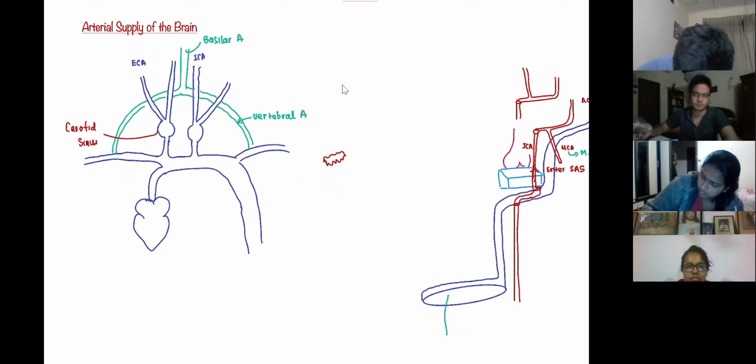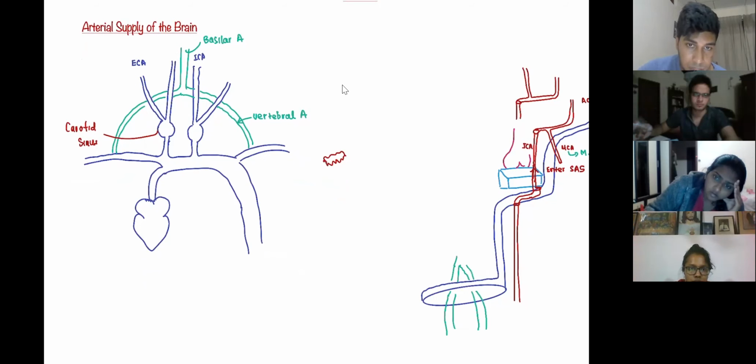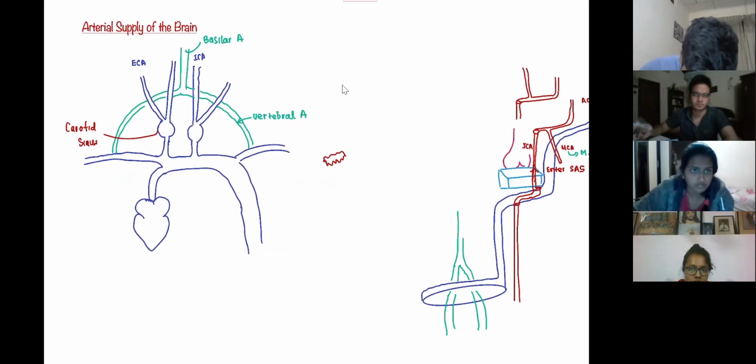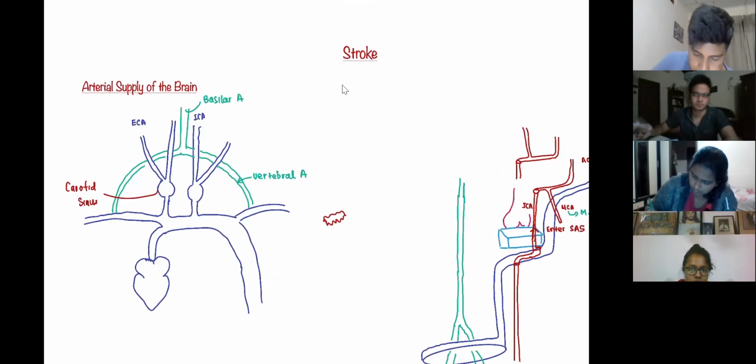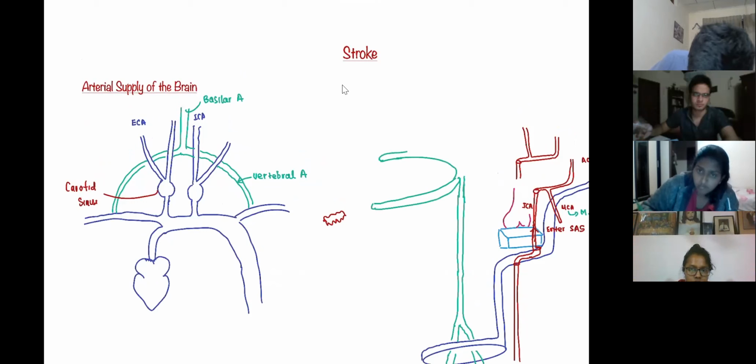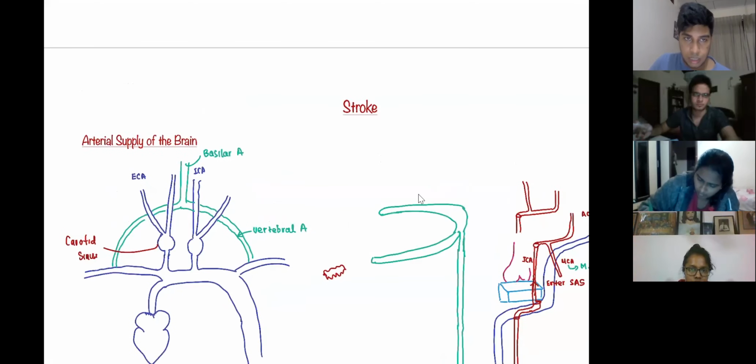So we have the vertebral arteries, which enter through the foramen magnum and become the basilar artery. It comes all the way up past the end of the brainstem, and above it divides into the posterior cerebral artery, like this. It forms the posterior cerebral artery, PCA.